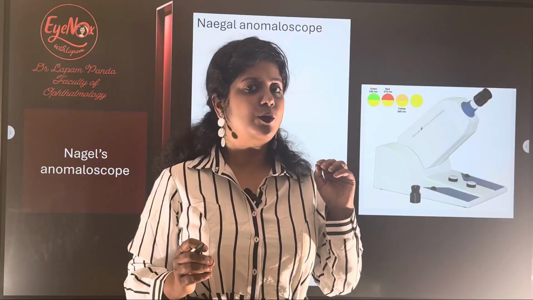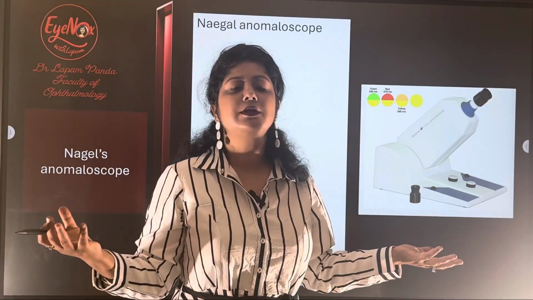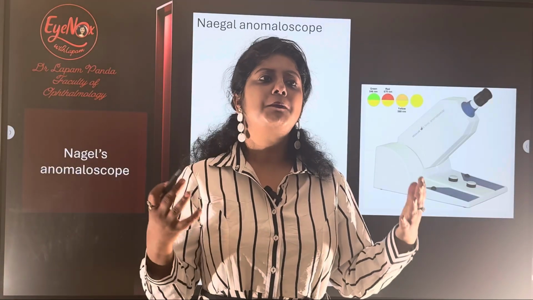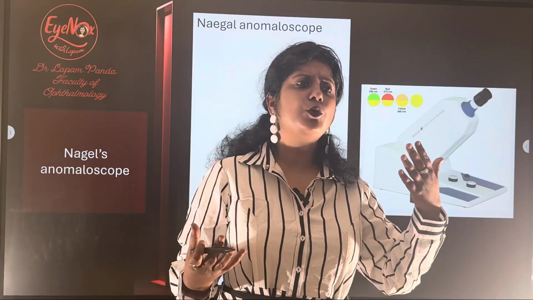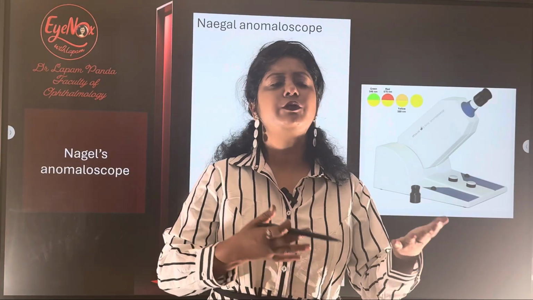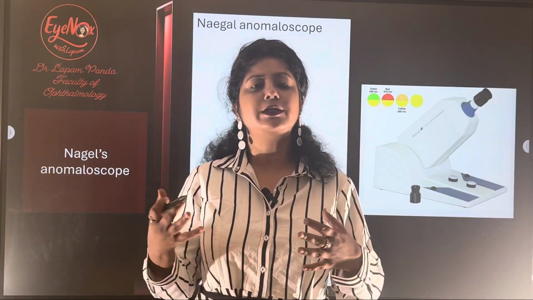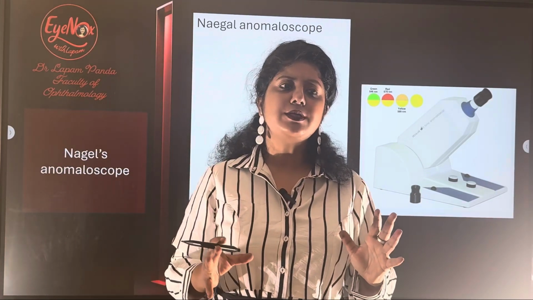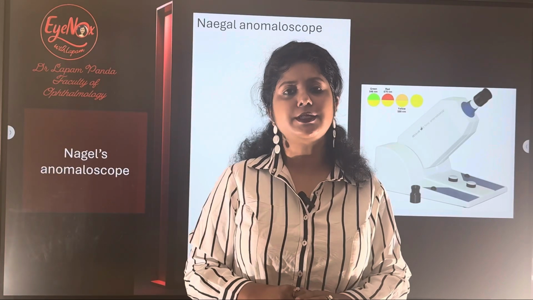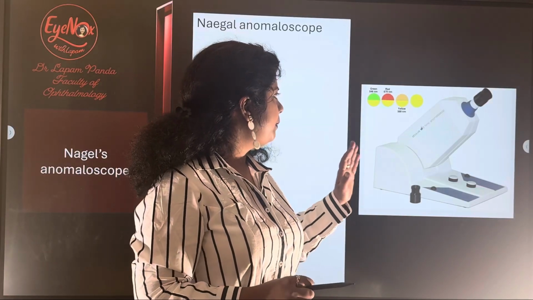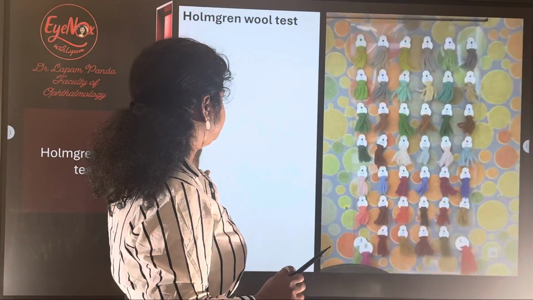But otherwise it's a gold standard test where the green and the red are mixed to produce the color yellow, right? And there is a scoring system where when the score is less than 0.7, we call it red color blind. When the score is more than 1.7, we call it green color blind. So based on that scoring system, we determine what kind of color blindness the patient is having. Fine. But as I said, even though it is gold standard, it is not available everywhere.